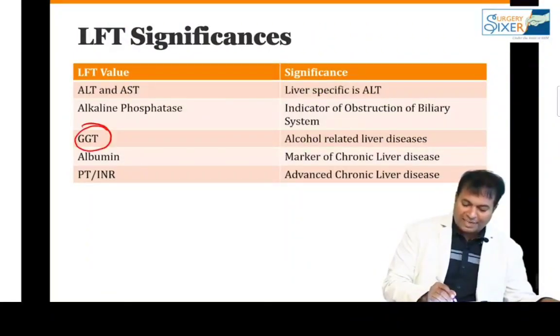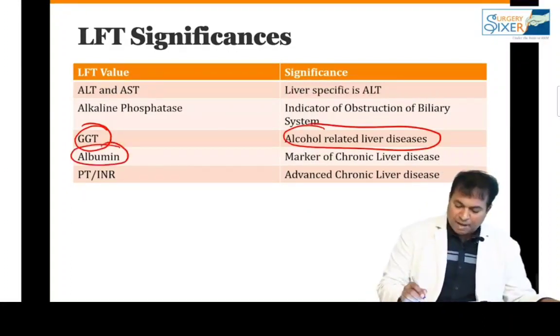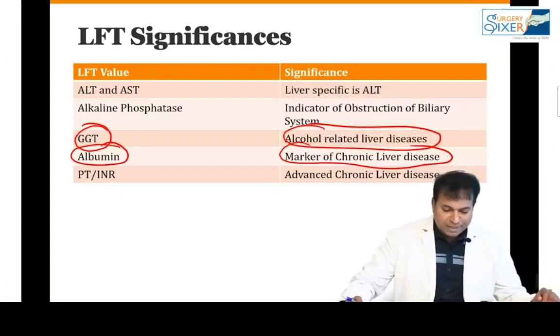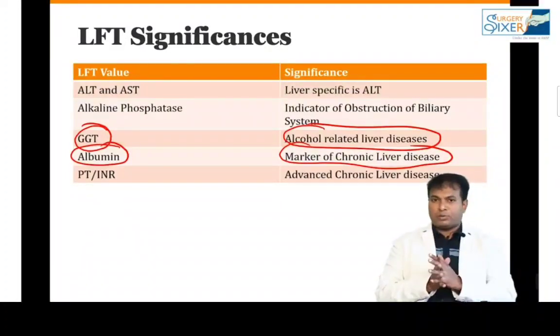So I have told you gamma glutamyl transferase is for alcohol related liver disease. Albumin is a marker of chronic liver disease. Please don't forget albumin is a marker of chronic liver disease. Okay. And these are the points in the introduction of the liver. So these points are the introduction of the liver.